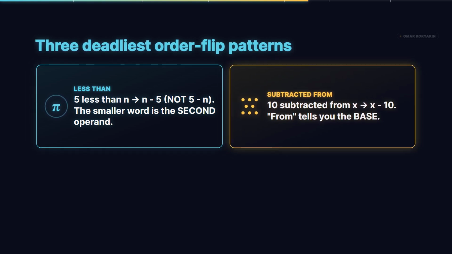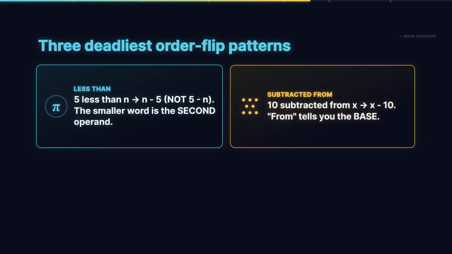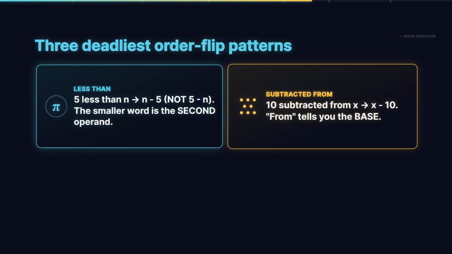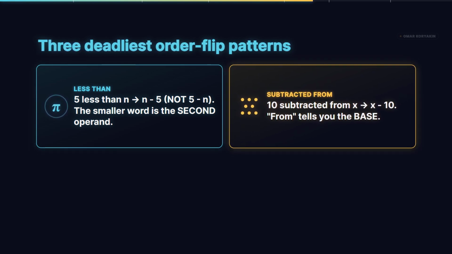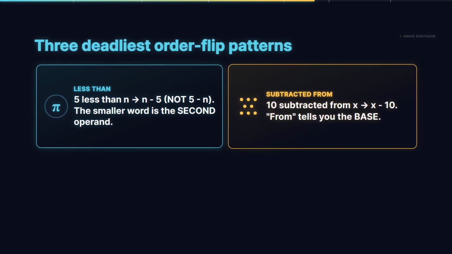The word "from" in this phrase tells you which quantity is the base of the subtraction, and the base appears as the first operand. Watch for the "from" preposition specifically. It is the linguistic marker that flips the order. Same pattern for "taken from" and "removed from" in some textbook phrasings.